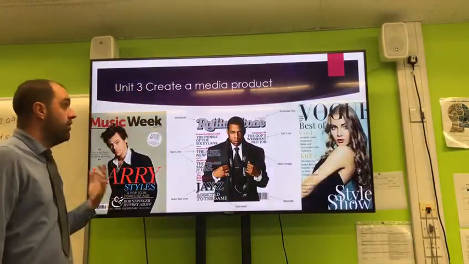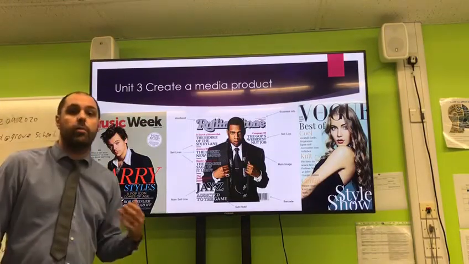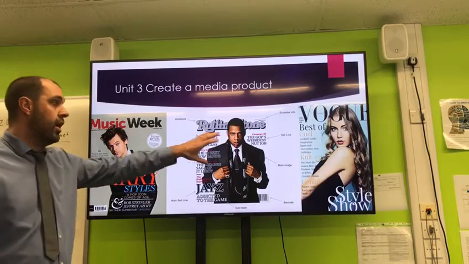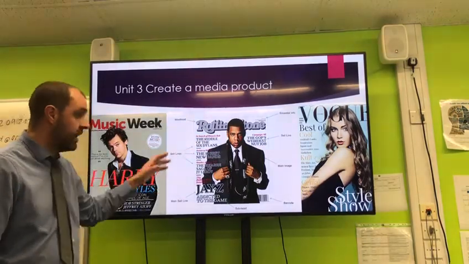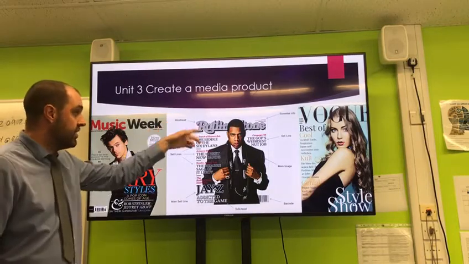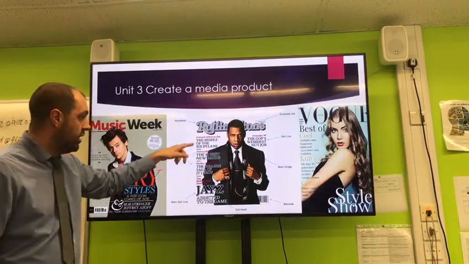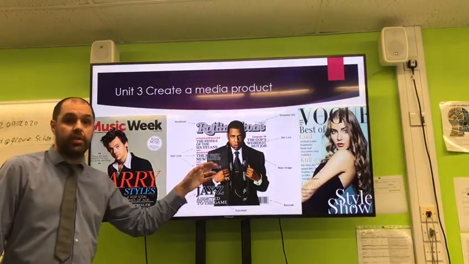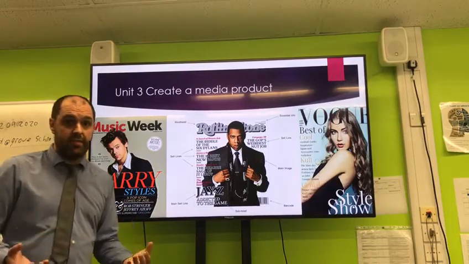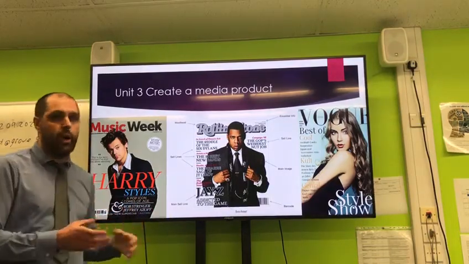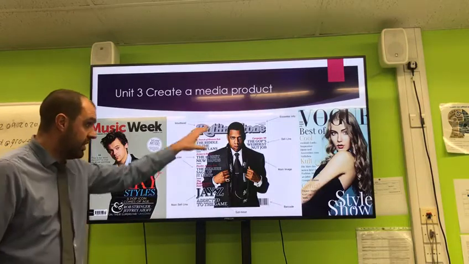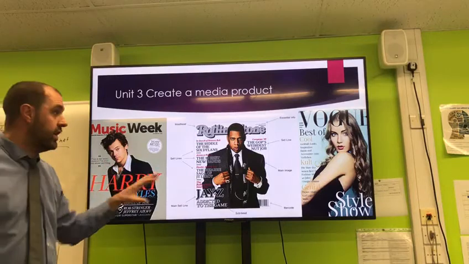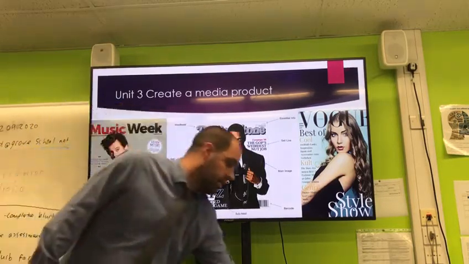Then in one of the units you do a piece of coursework, creating your own media product. One of the things we'll do is create our own magazine front cover. So we'll look at magazines and their conventions. If you can see here, you've got a masthead, Rolling Stone, you've got the different cover lines, you've got the main cover line, and this one which is Jay-Z, and the main image. We'll understand these conventions, and then we'll have a brief where we'll design our own magazine front cover, but using these key conventions. You can see for Music Week and Vogue, although they're slightly different, they use the same conventions.